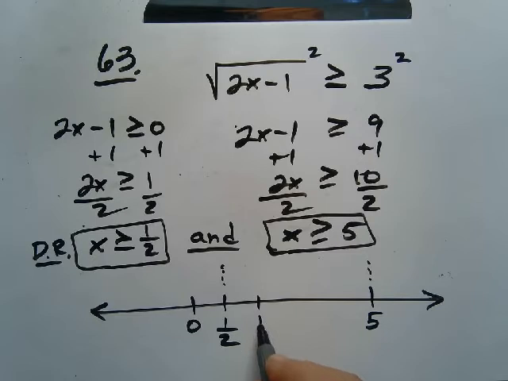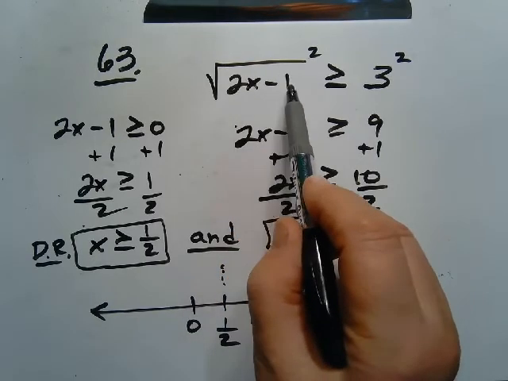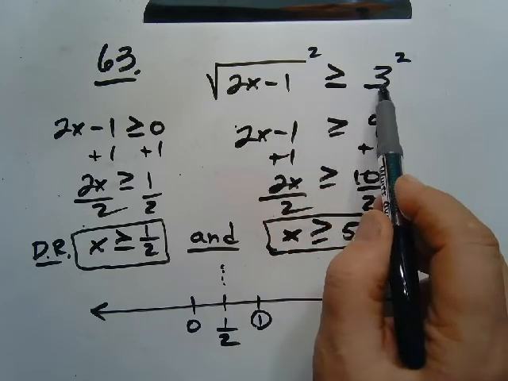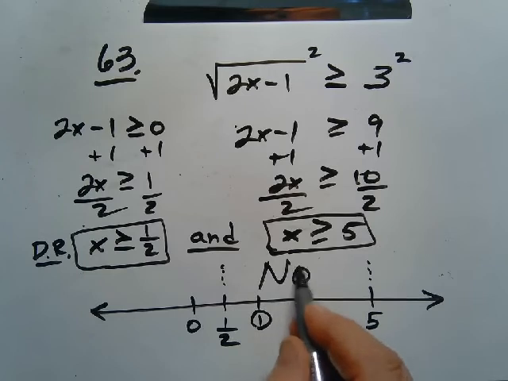Let's check 1. Put 1 in here. 2 times 1 is 2. 2 minus 1 is 1. Square root of 1 is 1. Is 1 greater than or equal to 3? No, 1 is not greater than or equal to 3. This section is a no.